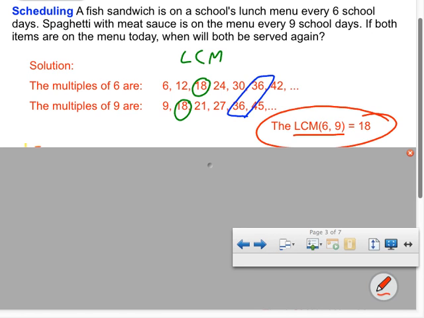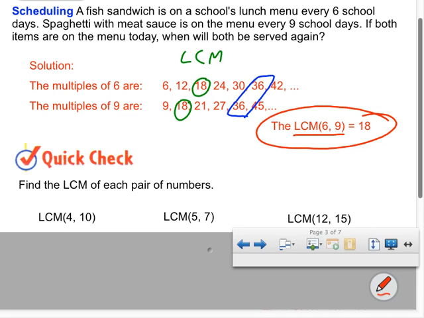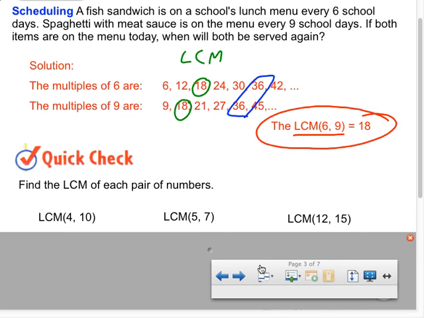Okay? Now, here's what I need you to do. I want you to try and find the least common multiples of these 3 sets of numbers. And try to use the strategy that I just gave you. List out the multiples, skip count, and then find the first one they have in common. There you go, the least common multiple. So if you can't see it, the first one's least common multiple of 4 and 10. Second one, least common multiple of 5 and 7. Third one, least common multiple of 12 and 15.